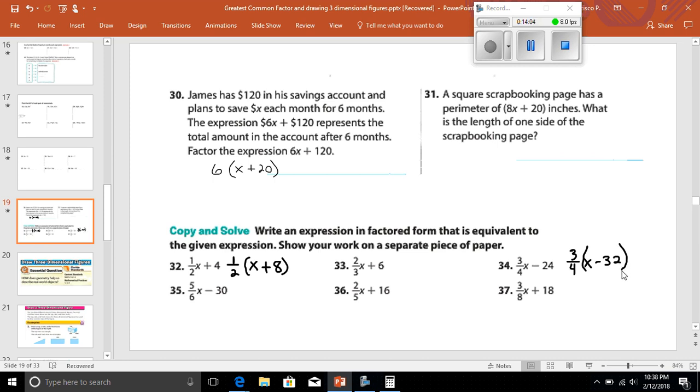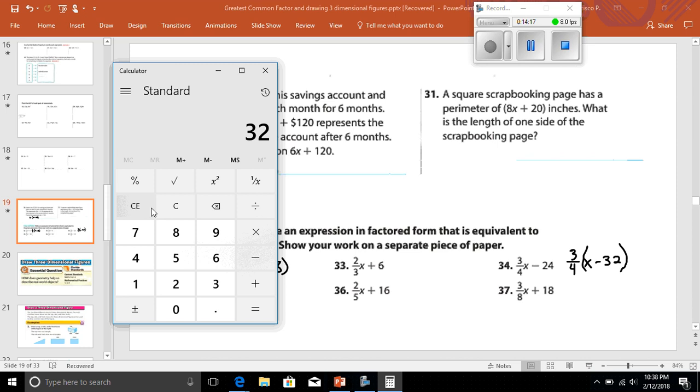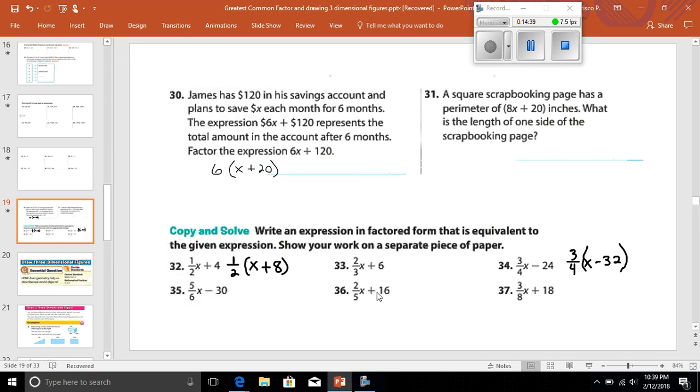Let's see if that's true. If I was to go ahead and say 3/4 times 32, would that equal 24 on my calculator? Would I get the right answer? Let's check it. Well, 3 divided by 4, remember every fraction is a division problem, equals 0.75, and then we're going to multiply all that by 32, and that gives us 24. So yes, that'll give us negative 24 in the end. We have one last one to go, and that's 2/5 x plus 16.